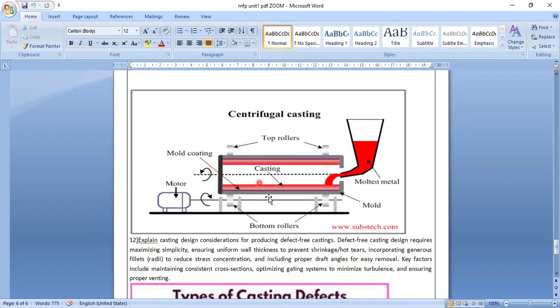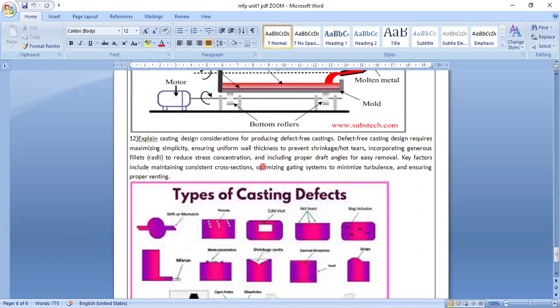Here you can see centrifugal casting, which I have already explained. This motor is going to rotate the mold round and round. Once the molten metal is poured, it is rotated round and round. If we need extra, we pour again and rotate. In this way, centrifugal casting is done.